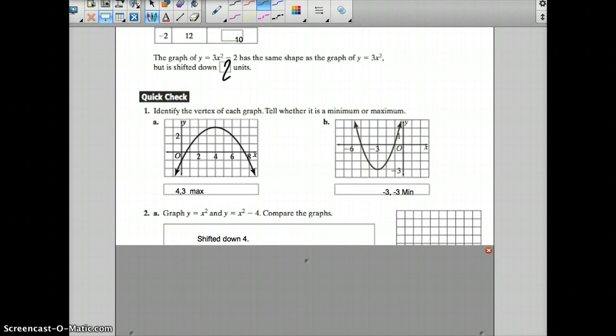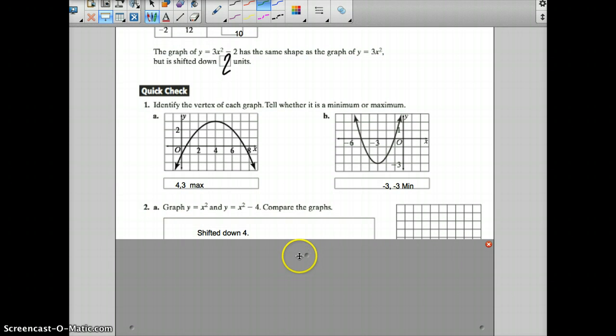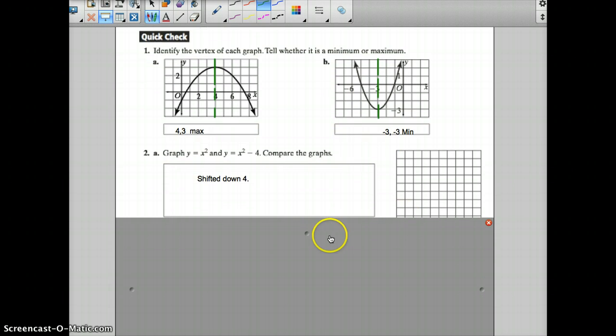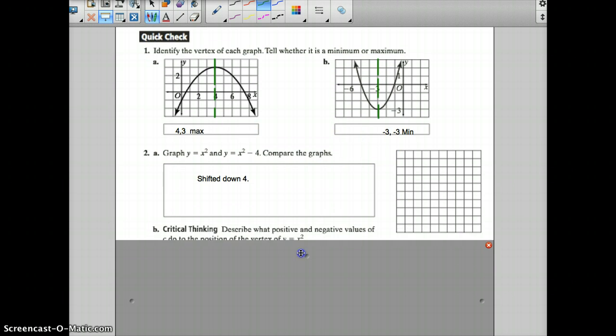So here with our first quick check, we have a maximum, and it's going to be (4, 3), and you can visualize that axis of symmetry happening right here, okay? And then here you've got a minimum, and it's (-3, -3), and again, I just drew your axis of symmetry. Now, what's going to happen if you were to compare these two graphs?